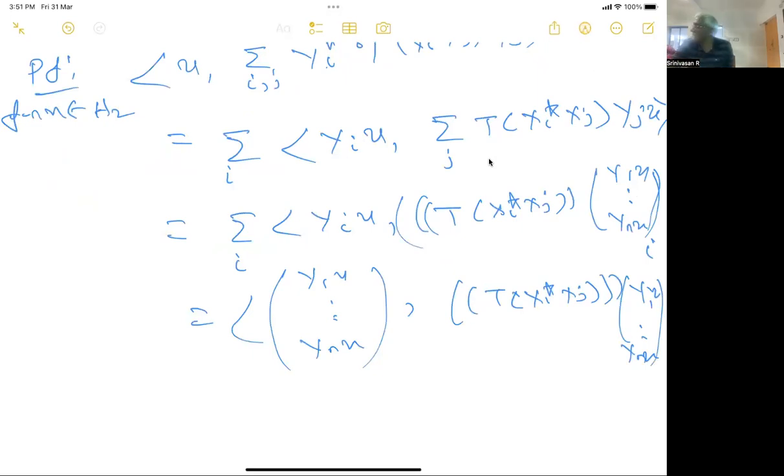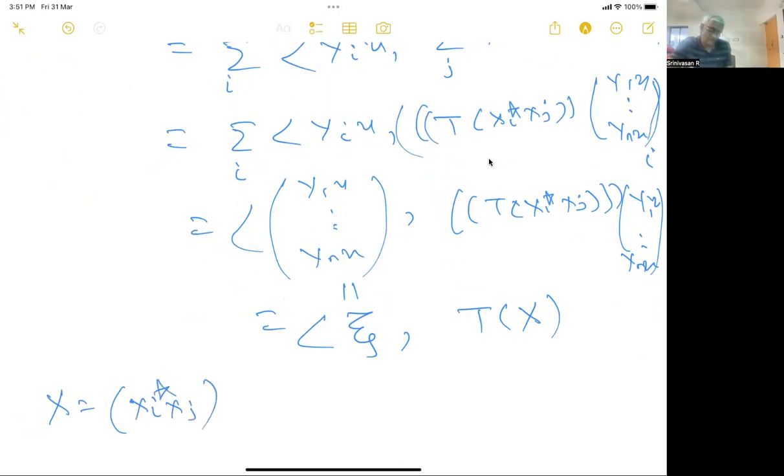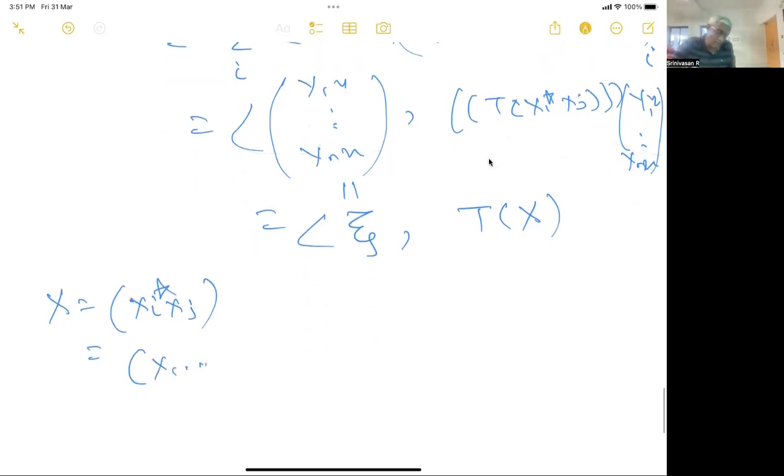This is some vector, y_n, you call it xi or something. This is the matrix T of some element which I want to write as x, where x equals this x_i star x_j. x_i star x_j is a positive matrix, which is in this form if you want: x_1 up to x_n.